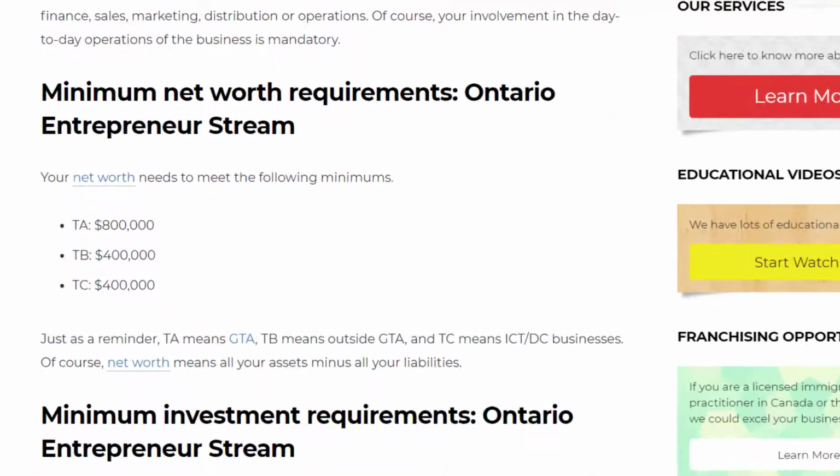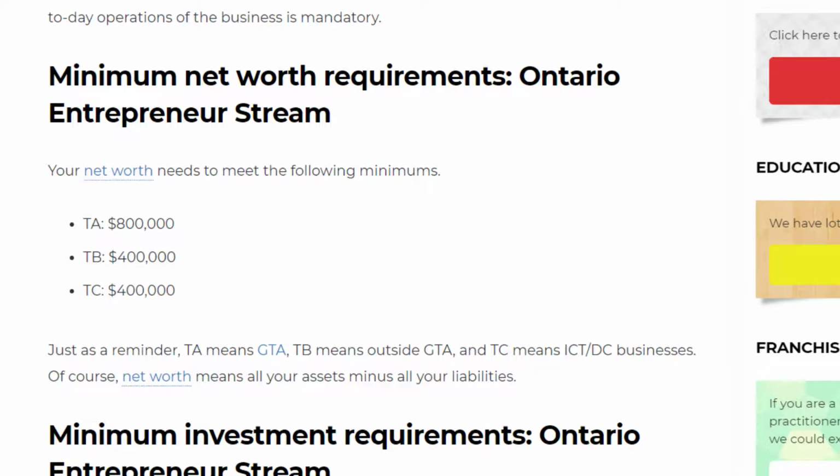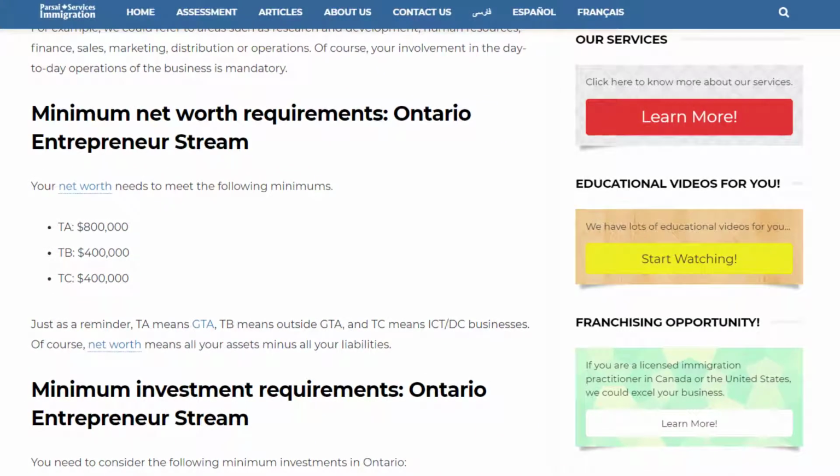In terms of net worth, if you belong to Group TA, that is any business in Greater Toronto Area, then your minimum net worth needs to be $800,000. But if you are targeting outside GTA, or if you are thinking about an ICT-DC business, then in those situations, your minimum net worth needs to be $400,000. Remember, these are the minimums.